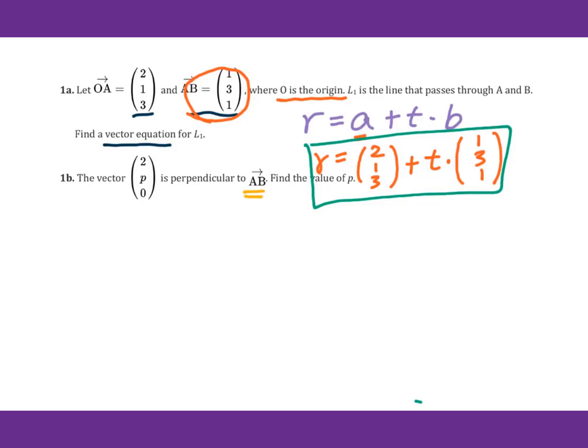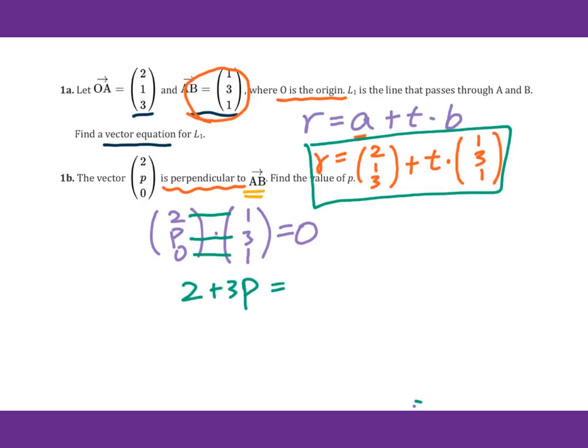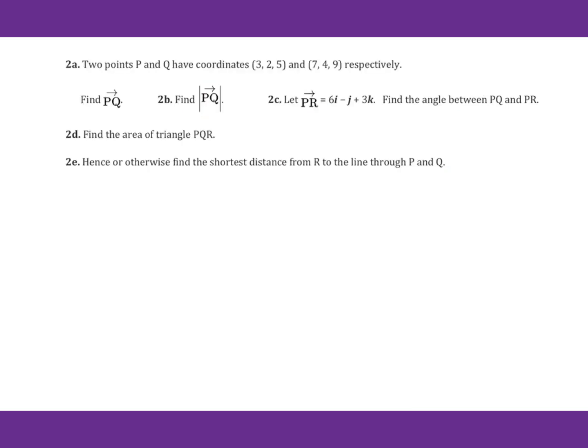For 1b, the vector 2p, 0 is perpendicular to vector AB. Find the value of p. When you see the word perpendicular, it means the dot product of these two vectors equals 0. So 2p, 0 times vector AB, that's 1, 3, 1, equals 0. Then we solve for p. Multiply the corresponding components, and you will get 2 plus 3p equals 0. Therefore, p equals -2/3.